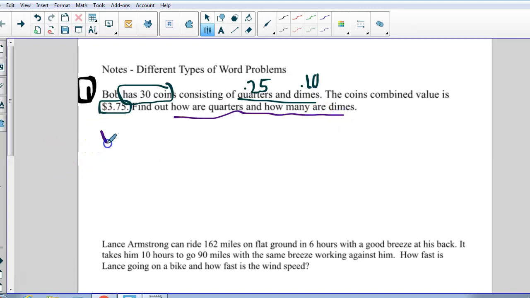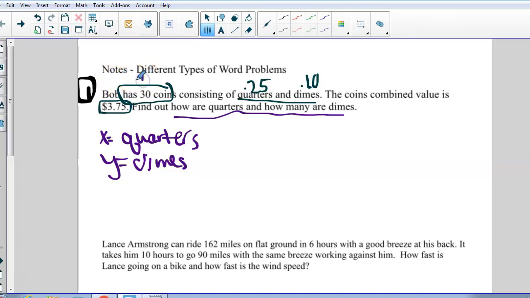So we need to label our variables. x is going to be equal to my quarters here. y is going to be equal to my dimes, and that's the number of dimes you have. Okay, so from here we're going to write our equations.